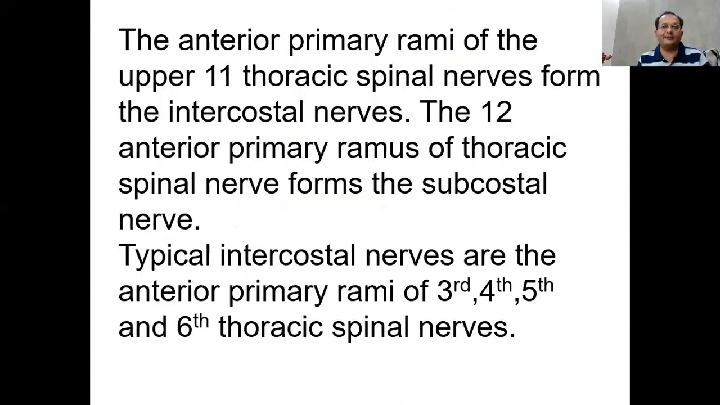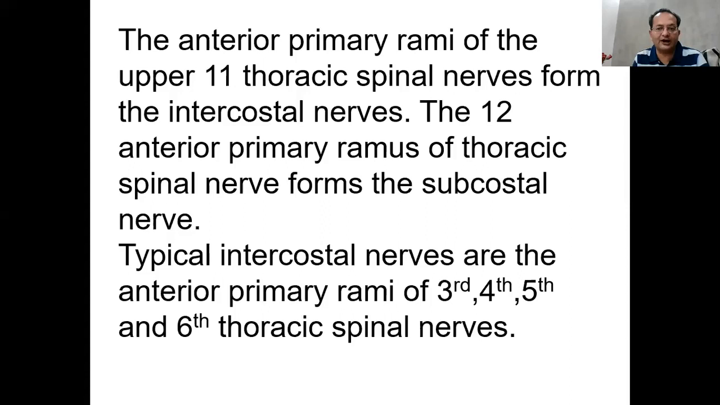The anterior primary rami of the upper 11 spinal nerves form the intercostal nerves. बेटा, there are 12 thoracic nerves, लेकिन हम जो बोलते हैं, 11 thoracic spinal nerves को ही बोलते हैं intercostal nerves. The 12th anterior primary ramus is known as the subcostal nerve, क्योंकि 12th rib के नीचे कोई rib नहीं होती है. So therefore it is known as subcostal nerve.